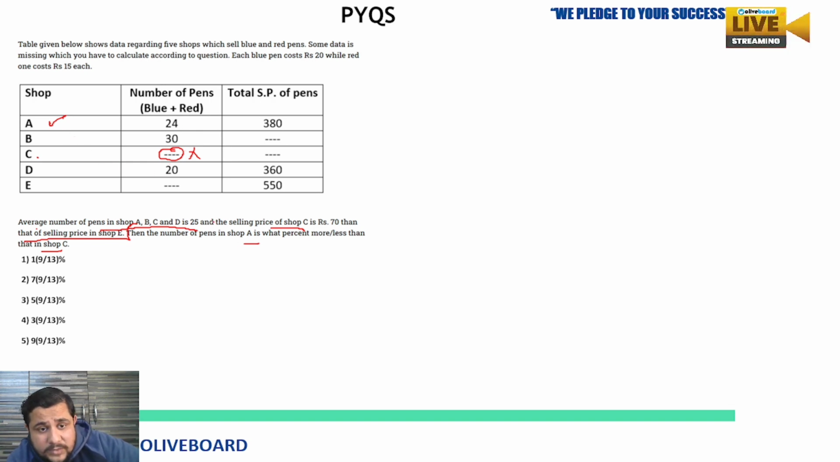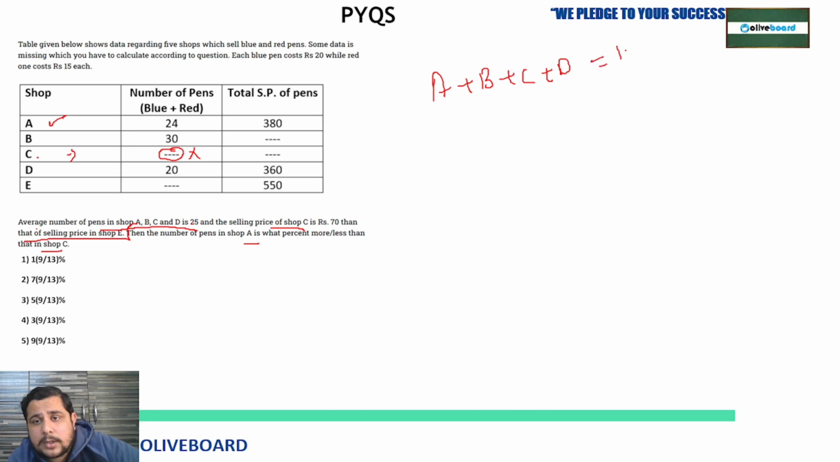Okay, fine. They have given us the average number of pens in shops A, B, C, D, so we have to calculate this. Their average is given, that is 25. So the sum of these four would be what? 25 into 4, 100. Now we know the number of pens in A, B, and D. Only C we don't know, right? So 24 plus 30, 54 plus 20, 74. So C equals how much?